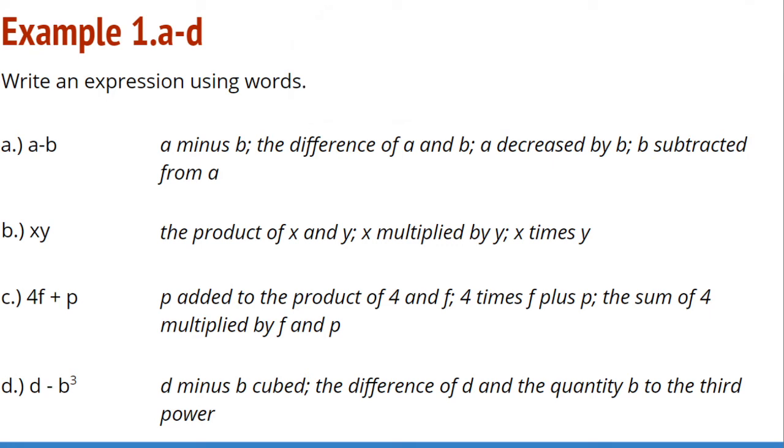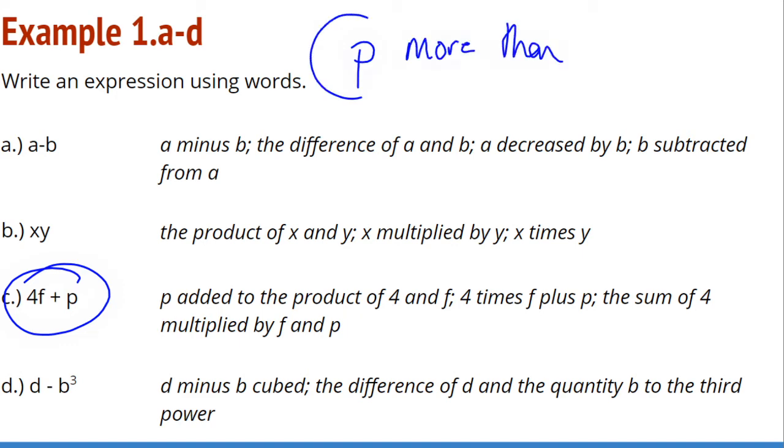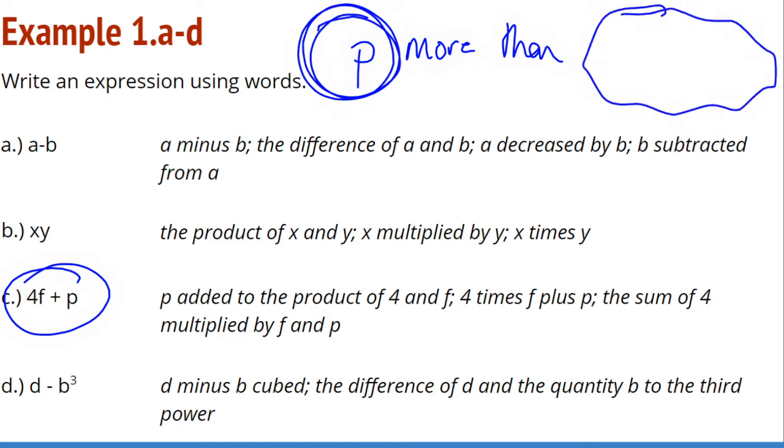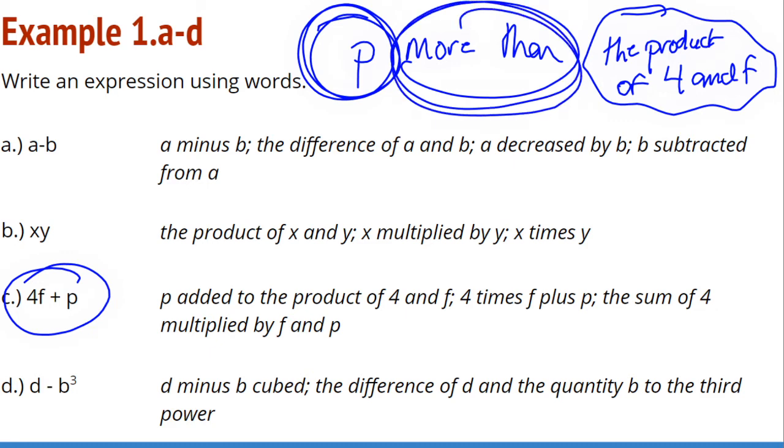And the more than comparison, looking at part C here, I've got P more than. So I've got a very distinctive P is on one side, and I've got the more than on the other side here, which is the product of 4 and F. So I'm using this middle section here to provide separation between the parts of my operation.